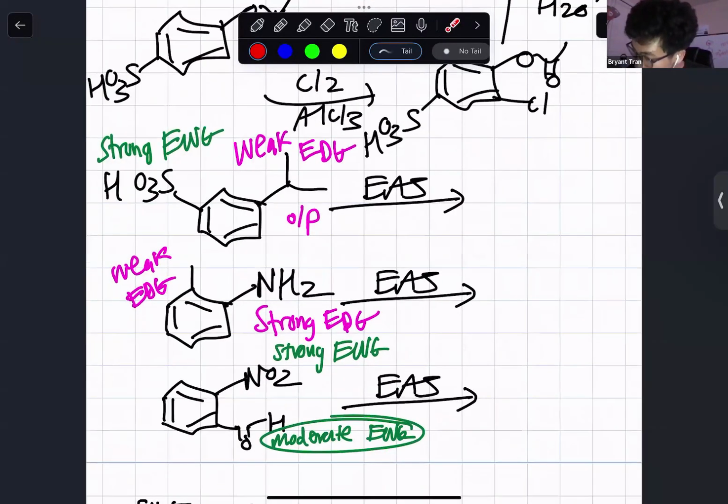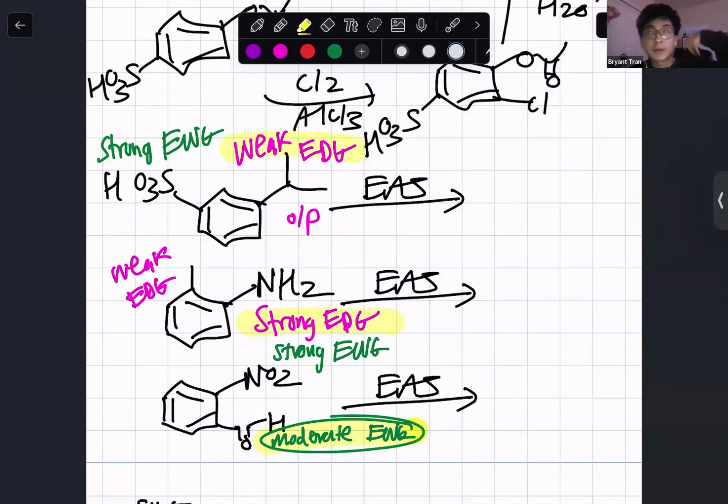So let me highlight the ones that are the priority groups. That would be the directing groups. Right. So if you have multiple substituents, choose the substituents that has the better activating power, the better activator. If you have two EWGs, choose the one that does not deactivate the ring as much, the weaker EWG.